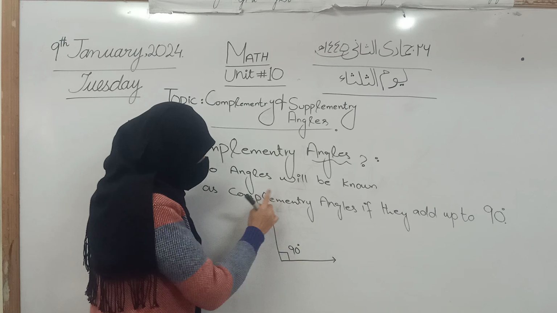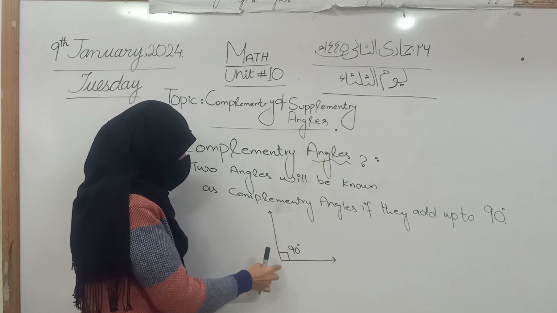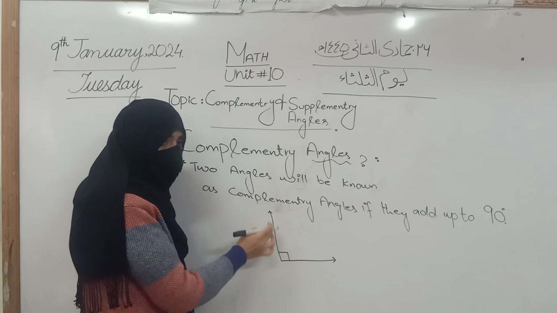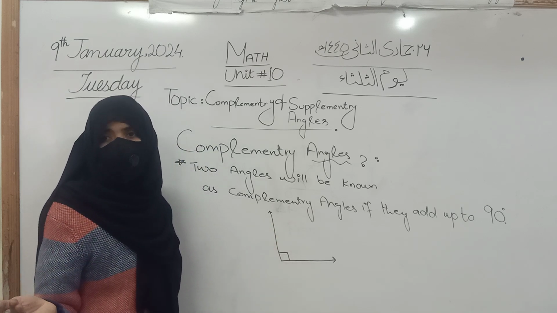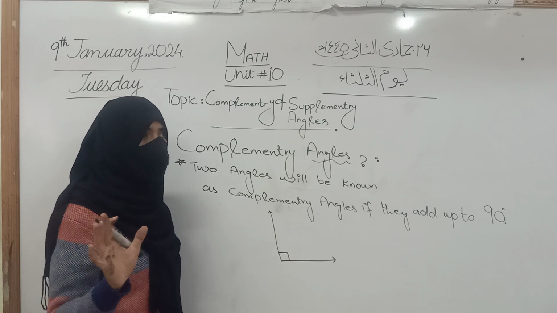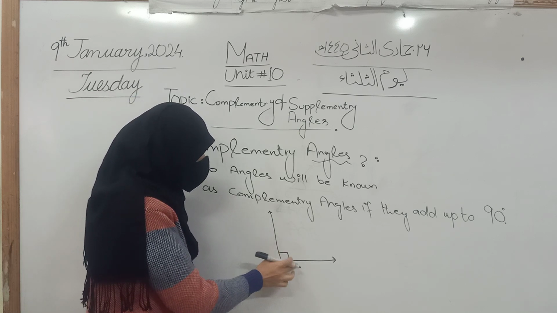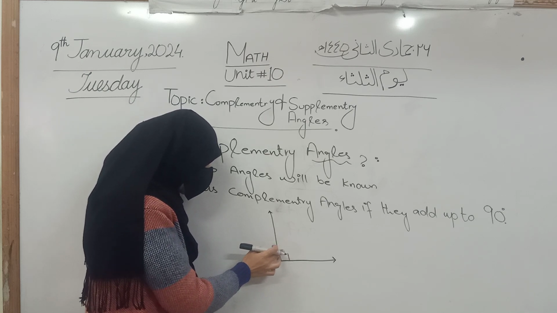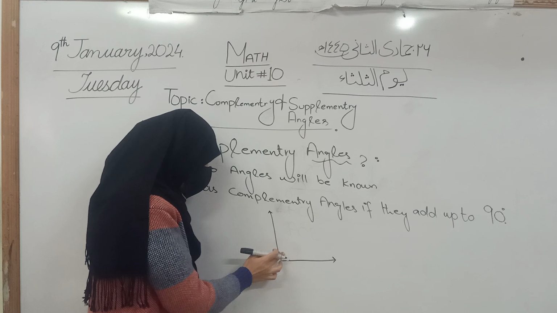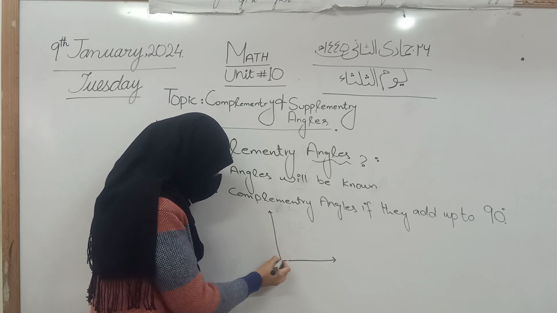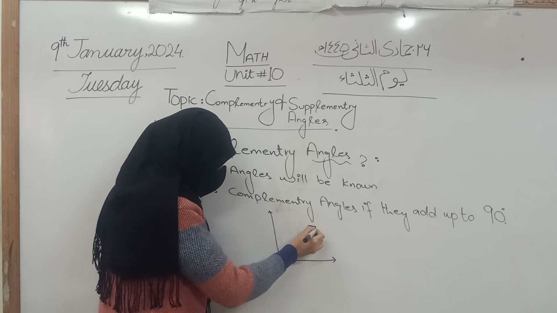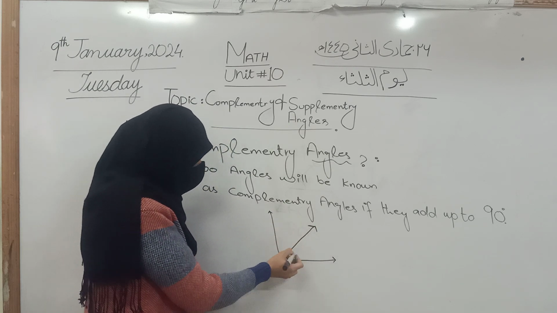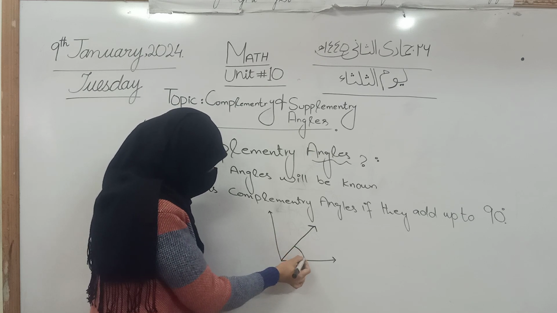You people are saying that there is an angle of 90 degrees. If I am going to split this angle into equal parts, this is an angle of 90 degrees. Is it clear to all of you? Because both the lines are perpendicular and making an angle of 90 degrees. Now I am going to split this angle into two equal parts.